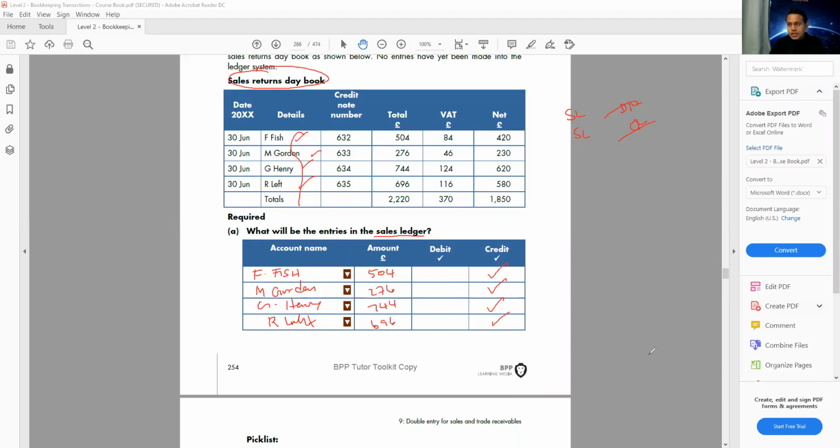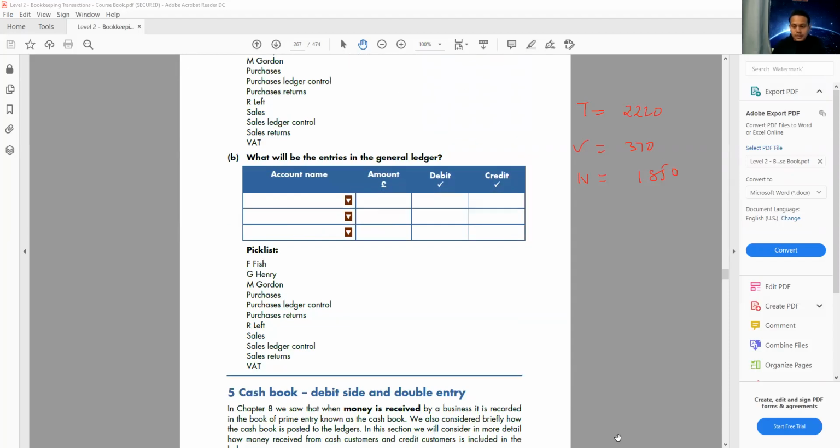All right, so let's do the general ledger now. So let's write the information first. The total amount we have here 2220, VAT 370, and the net sale is 1850. Okay, let's move to the general ledger. Okay, what will be the general ledger here?